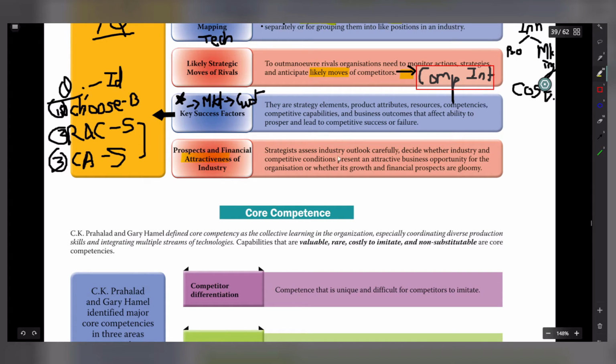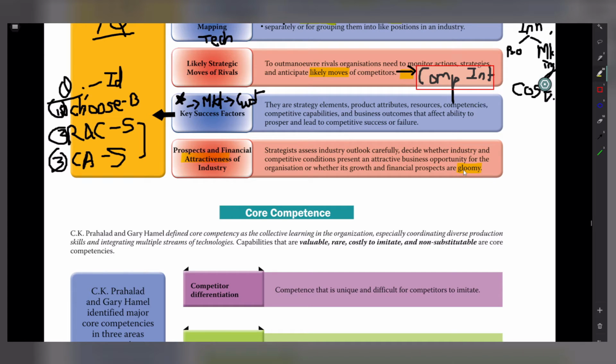Strategists assess the industry's outlook carefully, and decide whether industry and competitive conditions present an attractive business opportunity for the organization, or whether its growth and financial prospects are gloomy. They look at whether there are any entry barriers or not. What is the industry's growth rate? What is the profitability of the industry? What is the degree of risk involved in such an industry? What is the severity of problems? These points you can remember as an example if there is any individual question asked on this.